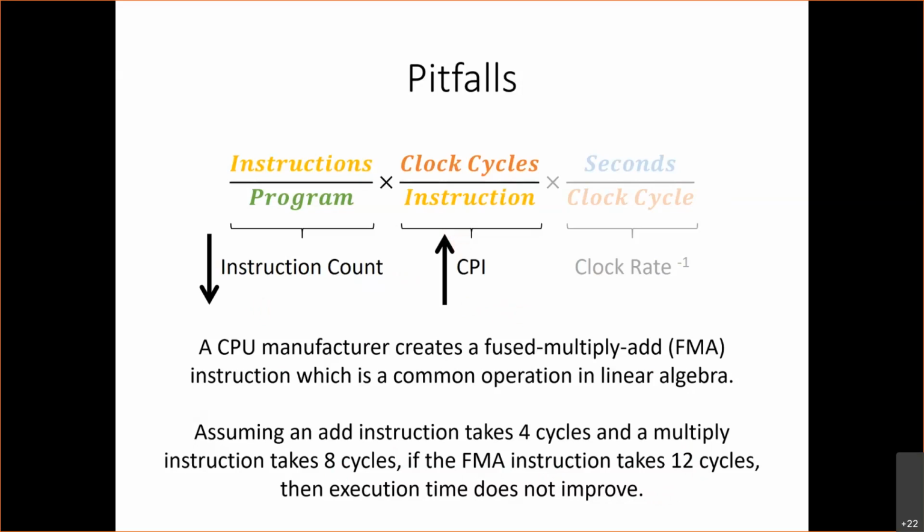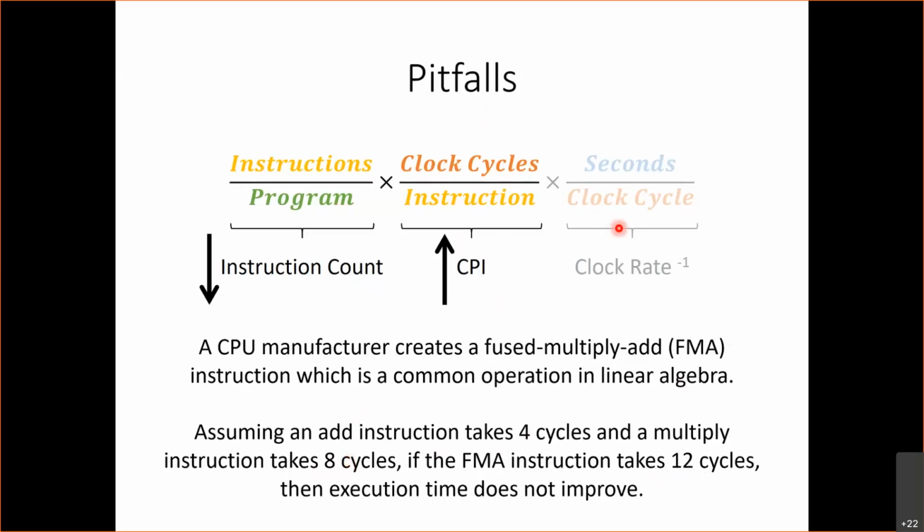So this optimization of doing fused multiply add, which many processors do, is only useful if the fused multiply add instruction is going to take fewer cycles than doing the add operation alone and the multiply operation alone. Okay, so this is another pitfall to be aware of when reasoning about how these different factors that go into execution time interact.